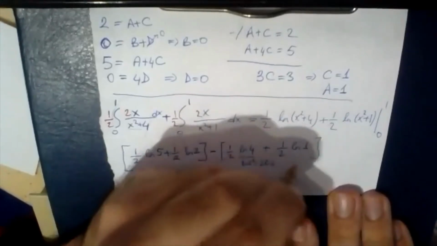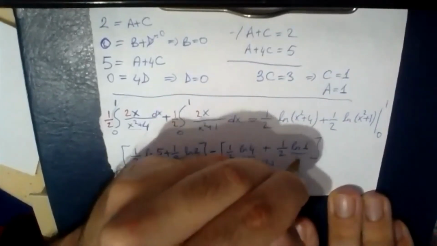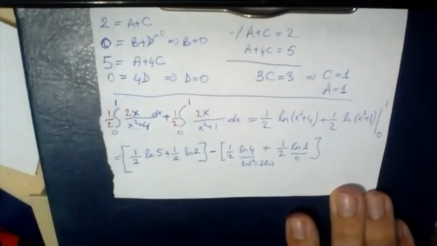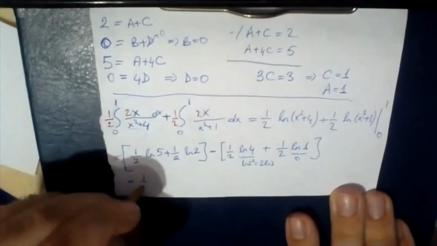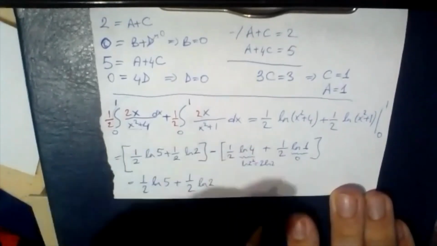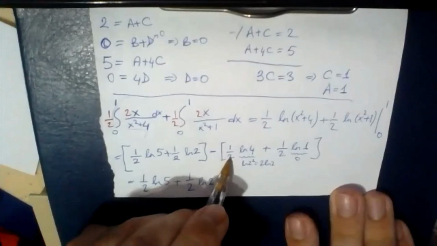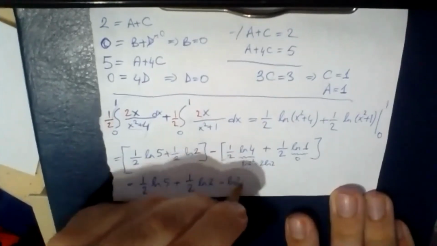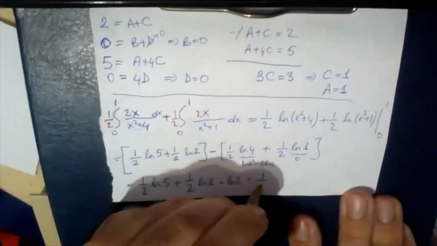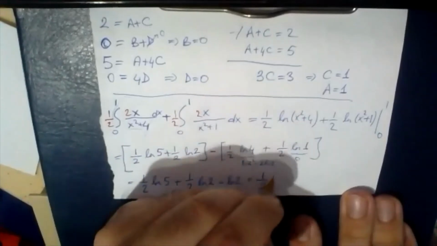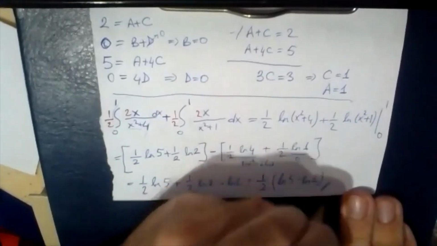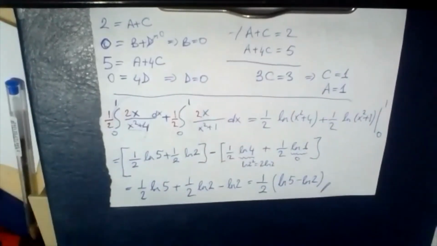What is ln 1? e to the what is equal to 1? Always 0. So the answer will be 1 over 2 ln 5 plus 1 over 2 ln 2. 2 ln 2 times 1 over 2 is 1 ln 2. 1 over 2 ln 2 minus 1 ln 2 is minus 1 over 2 ln 2. So 1 over 2 times (ln 5 minus ln 2) will be the answer of the last question.